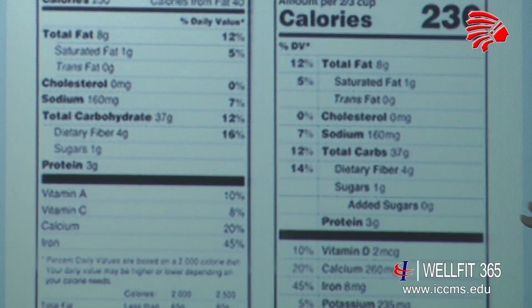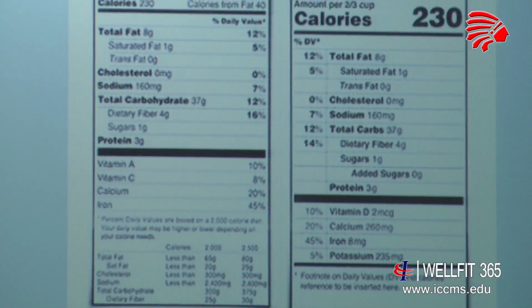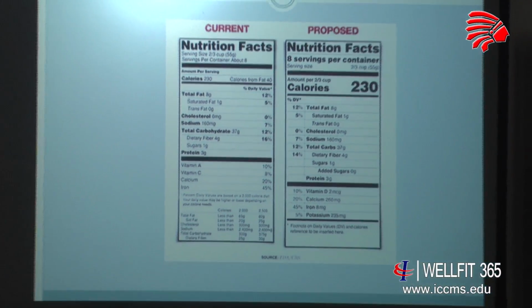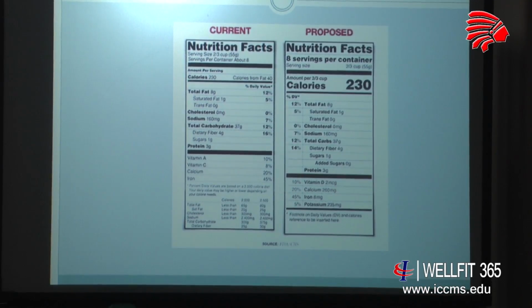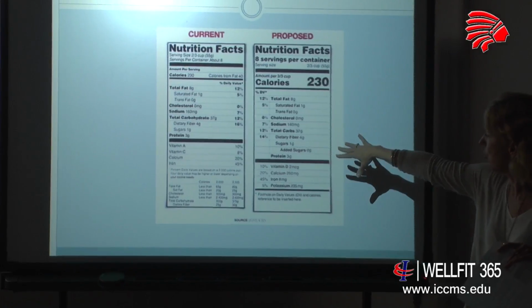It says added sugars, you've got your regular sugars and your added sugars. So that means that if they add any sugar to it, that'll be listed. Before, it was just listed under sugars, so you didn't know if they added sugar to it. You had to read the ingredients to know for sure. So they'll put the added sugars and total sugar.